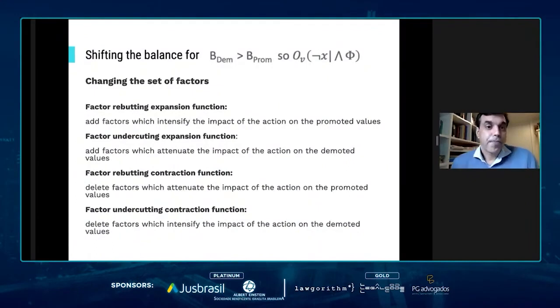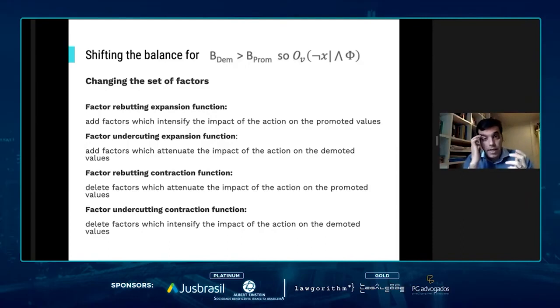So the goal was then to describe balance shifts by changing either the set of factors or the set of values. In this game we are concerned about who is going to win: is it going to be the demoted values or the promoted values in the balance? So if we consider a situation where the demoted values beat the promoted values, it makes the action forbidden, and we want to know now how this balance may be shifted.